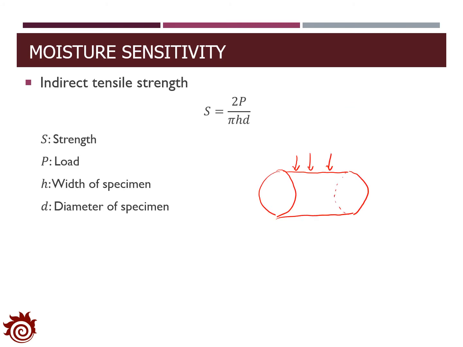In the sensitivity analysis, the indirect tensile strength is estimated by the equation here. The strength S equals 2P over pi HD. Here, P is the load applied to the specimen, and H is the width of the specimen. D is the diameter of the specimen.